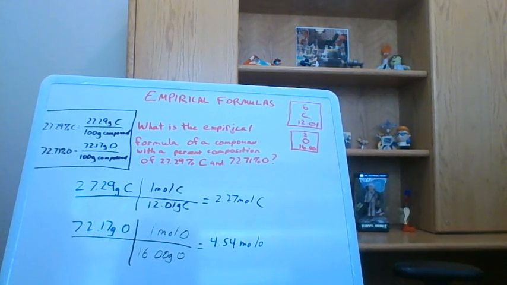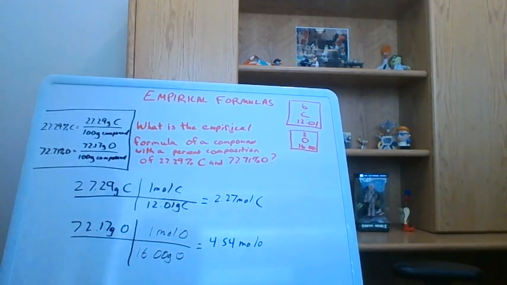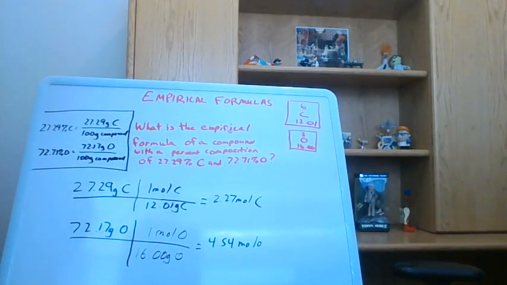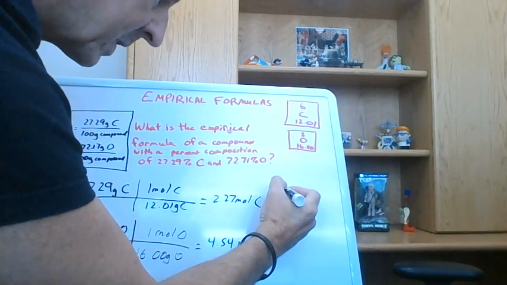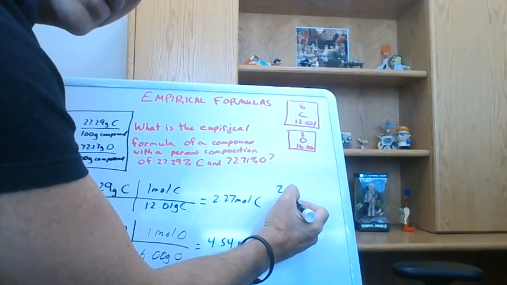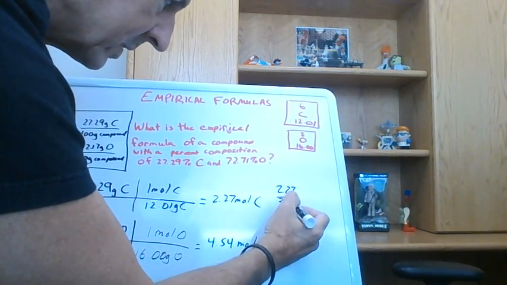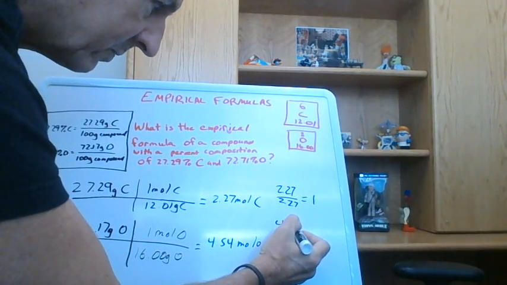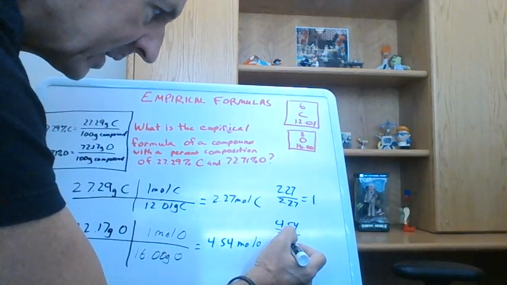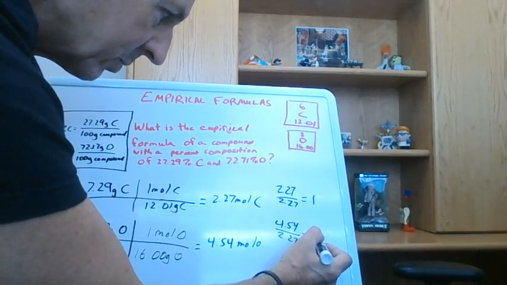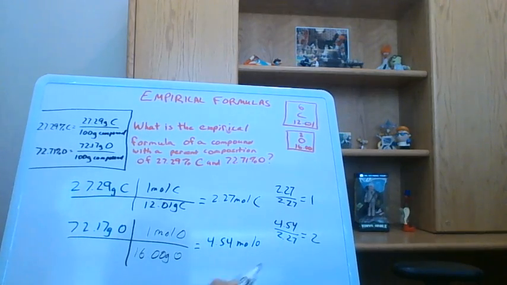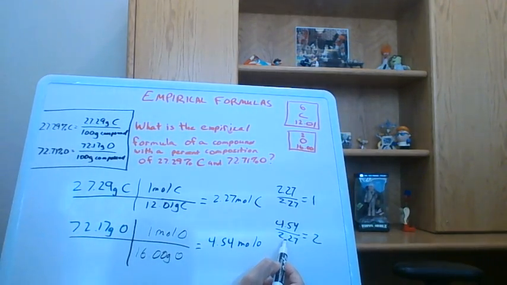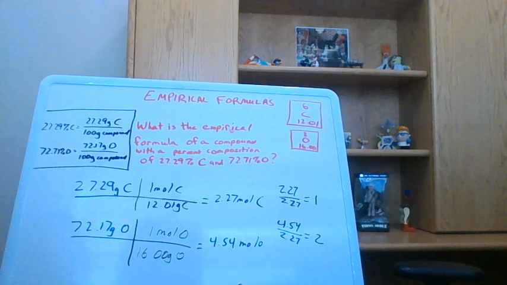So to find the empirical formula, we know that for every 4.54 moles of oxygen, we have 2.27 moles of carbon. What we do is divide both of these moles by the smaller of the two numbers. So we're going to take 2.27 and divide it by 2.27, and that will equal 1. And then we're going to take 4.54 and divide it by 2.27, and that will equal 2. So that tells us for every 1 mole of carbon, we have 2 moles of oxygen in this case.